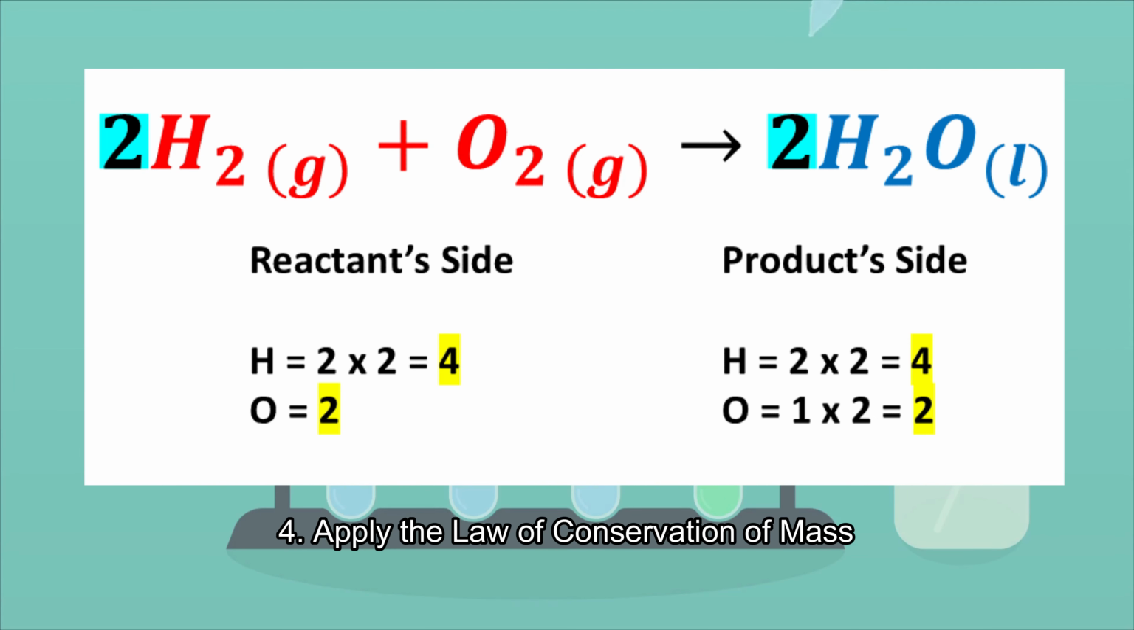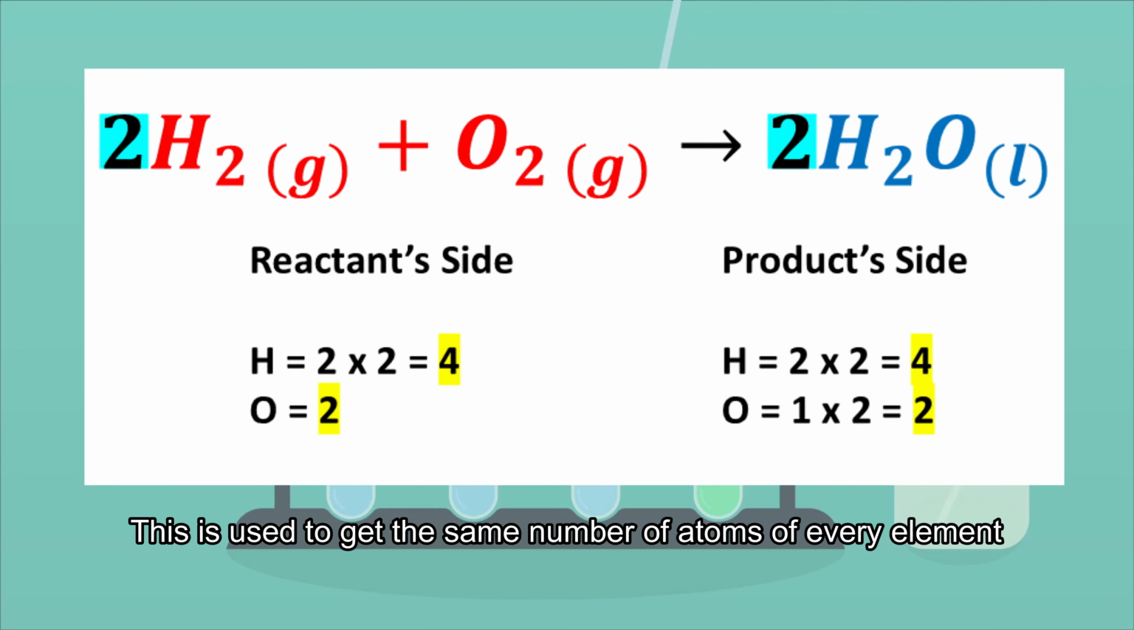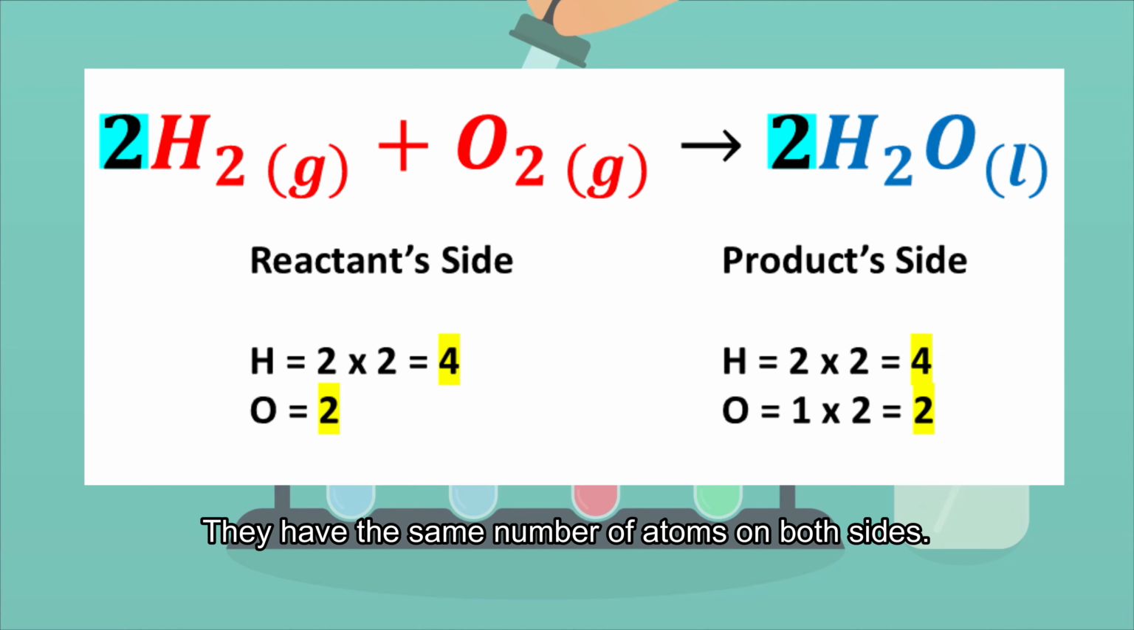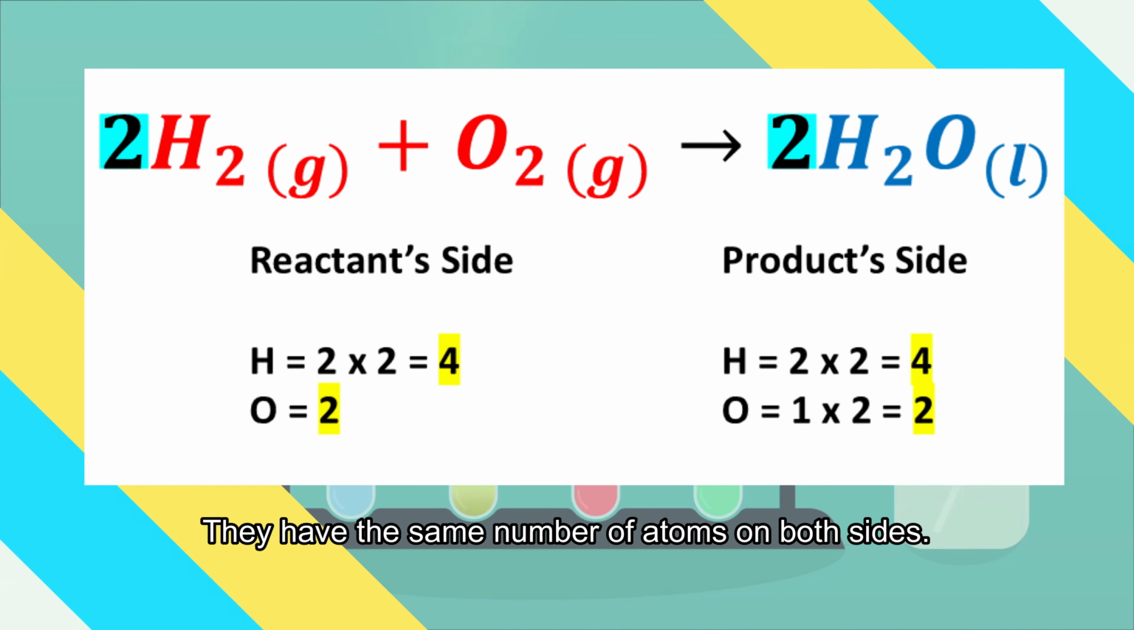Step 4. Apply the law of conservation of mass. This is used to get the same number of atoms of every element on each side of the equation. The equation is now balanced. They have the same number of atoms on both sides.